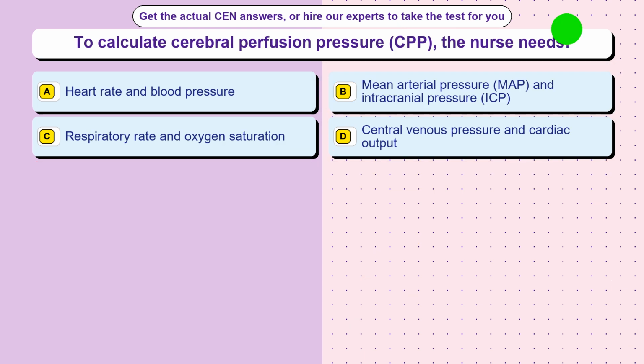Question 50. To calculate cerebral perfusion pressure, CPP, the nurse needs Option A, heart rate and blood pressure. Option B, mean arterial pressure, MAP, and intracranial pressure, ICP. Option C, respiratory rate and oxygen saturation. Option D, central venous pressure and cardiac output.